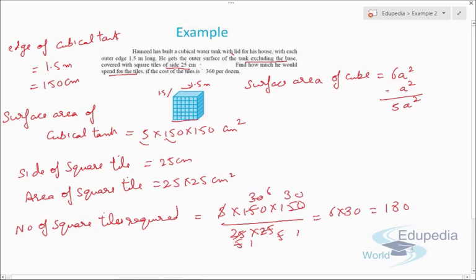Now it's given that its cost per dozen is 360, right? So this means the cost per tile will be 360 by 12, so it will be 30 rupees.